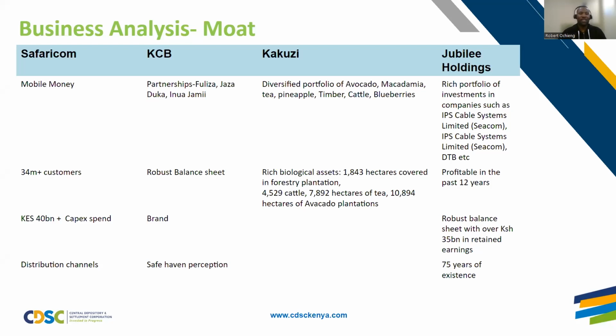So that's an advantage. They're always everywhere in your neighborhood and you're able to transact. So KCB, one of its durable competitive advantages, or moat, the products are like Fuliza, where they have a partnership with Safaricom and NCBA. We also have Jazaduka, which is a partnership between Safaricom, KCB, Unilever, and MasterCard. So it helps retailers to get some financing.